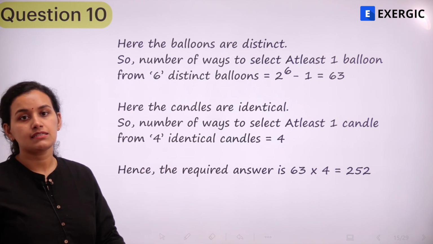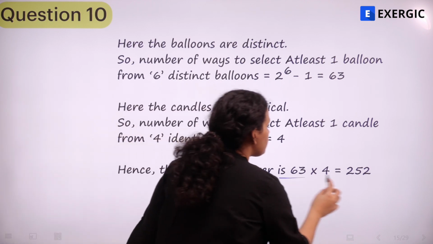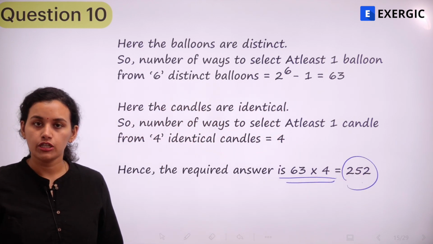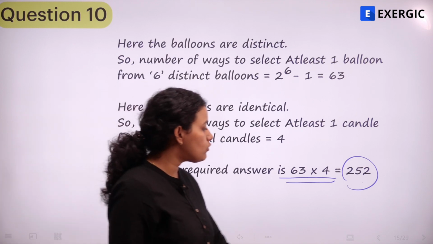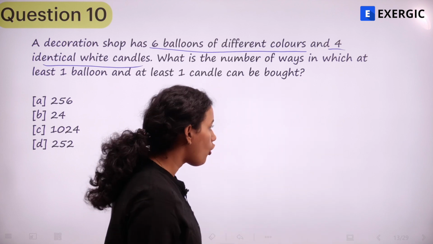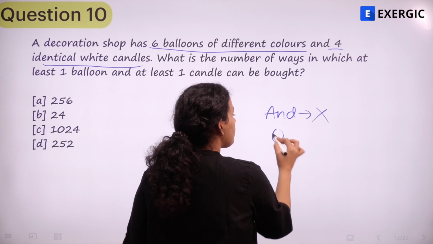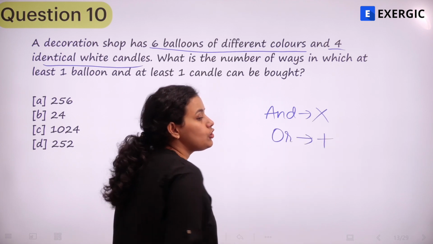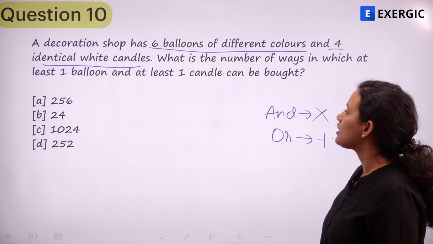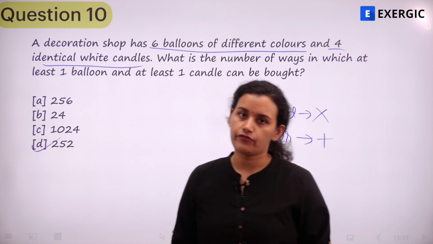So the required answer is going to be, remember, at least one balloon and at least one candle. So we are going to multiply the two possibilities and the answer is going to be 252. And means we multiply, and or means we are going to be adding the two cases. But here we have to select at least one balloon and at least one candle. So the answer is going to be 252.